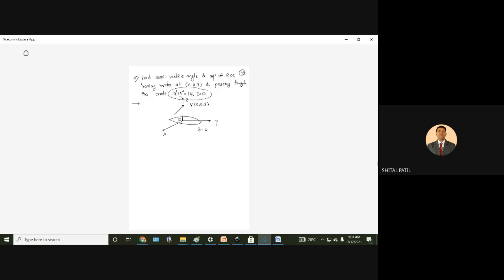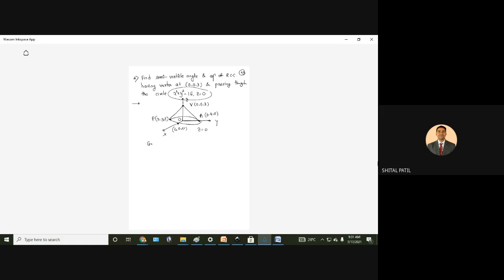Okay, and then join this, same as the previous example. Now the radius is 4, right? x square plus y square equal to 16, so radius is 4. So what are the coordinates of point A? 0, 4, 0. What are the coordinates of this point on the x-axis? 4, 0, 0. And consider a general point P, x, y, z.